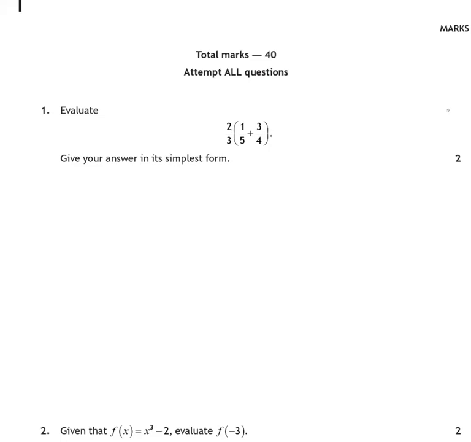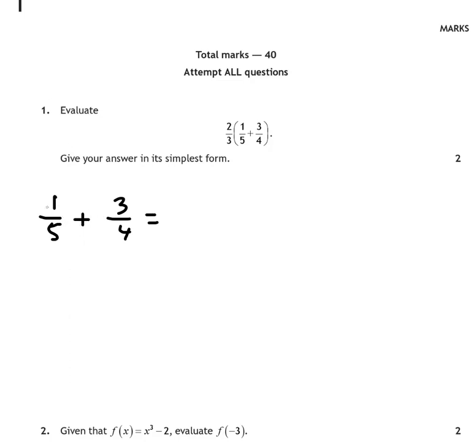So the first question is about fractions, and it says evaluate 2 over 3 times (1 over 5 plus 3 over 4). Give your answer in its simplest form. So we start by finding the stuff inside the brackets, because that's just BODMAS, so brackets come first. So 1 over 5 plus 3 over 4. And I'm just going to do it using the common denominator approach rather than the kiss and smile method.